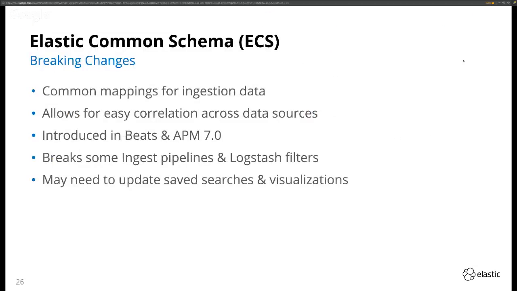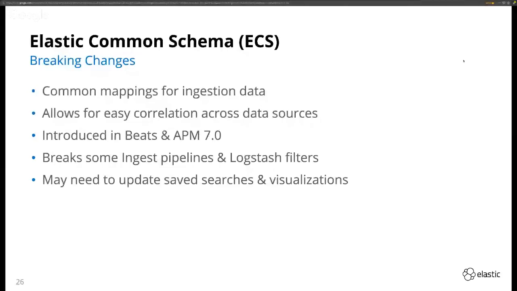The other breaking change I want to cover is Elastic Common Schema. So Elastic Common Schema is a new pattern we've introduced starting in 7.0, which basically presents a common set of field names across all of our Beats products and APM products, and allows you to correlate events across these different data sources very easily. So you can correlate maybe a security event with a log event or a metric event at a single point in time with these common field names.